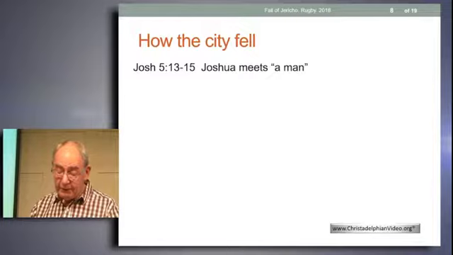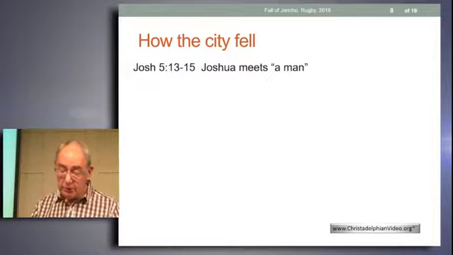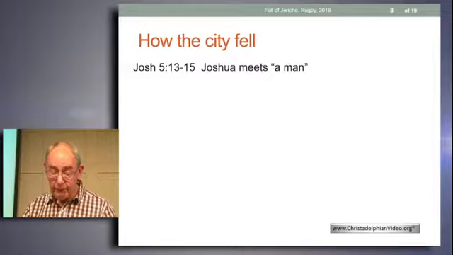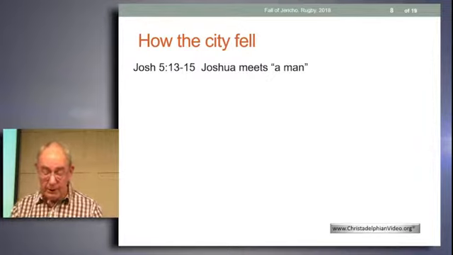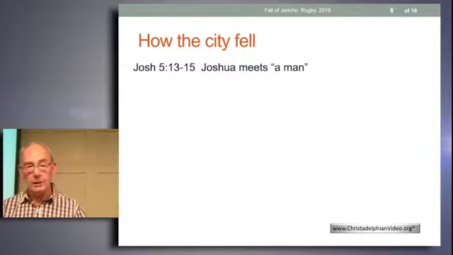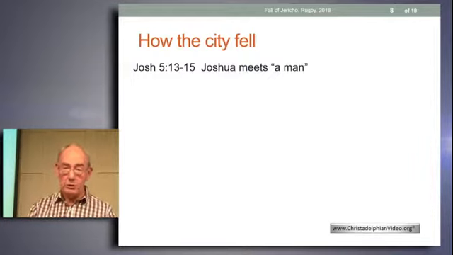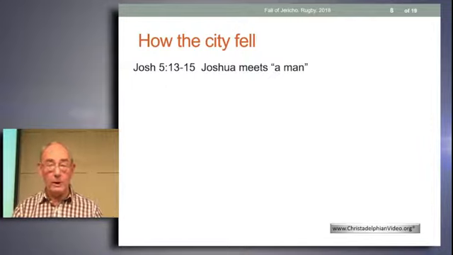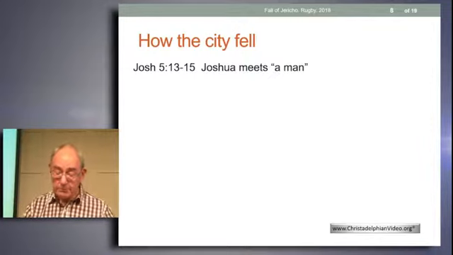And Joshua fell on his face to the earth, and did worship, and said unto him, What saith my Lord unto his servant? And the captain of the Lord's host said unto Joshua, Loose thy shoe from off thy foot. Place whereon thou standest is holy. And Joshua did so. So here was this meeting between Joshua and an angel of the Lord, who said he was the captain of Yahweh's host.